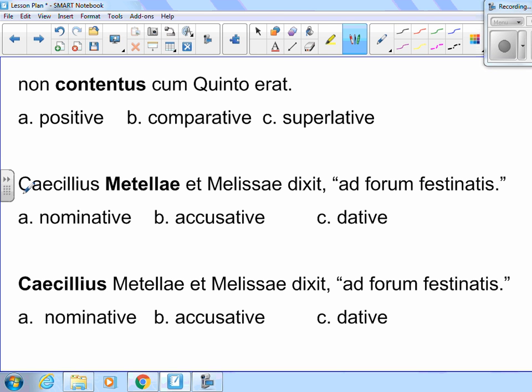I have Caecilius as my subject, so subject first, Caecilius, followed by the verb said. I don't have an accusative, so these -ae endings can't be nominative and plural. First of all, you can't have more than one Metella or one Melissa. I guess you could, but most of the time you're not going to. And it's not accusative, so that -ae, the only other -ae I have in the first declension is dative. So the translation would be Caecilius said to Metella and Melissa, hurry to the forum. You all hurry to the forum. Don't forget the you all, that -tis.